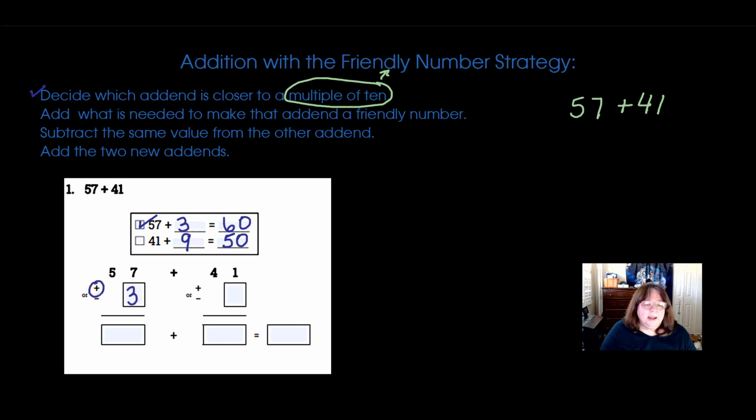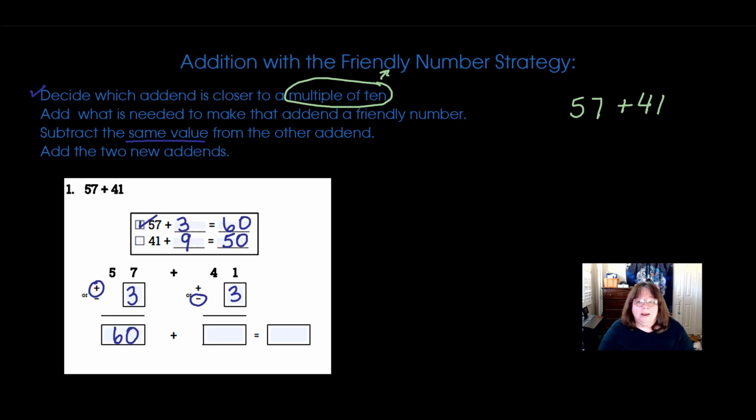I'm going to circle the plus sign, the addition sign, and 57 plus 3 is 60. Now, because we've added 3, we have to subtract the same value. So we added 3 to the 57. We have to subtract 3 from the 41. We can't add 3 because that's adding to our total pile.